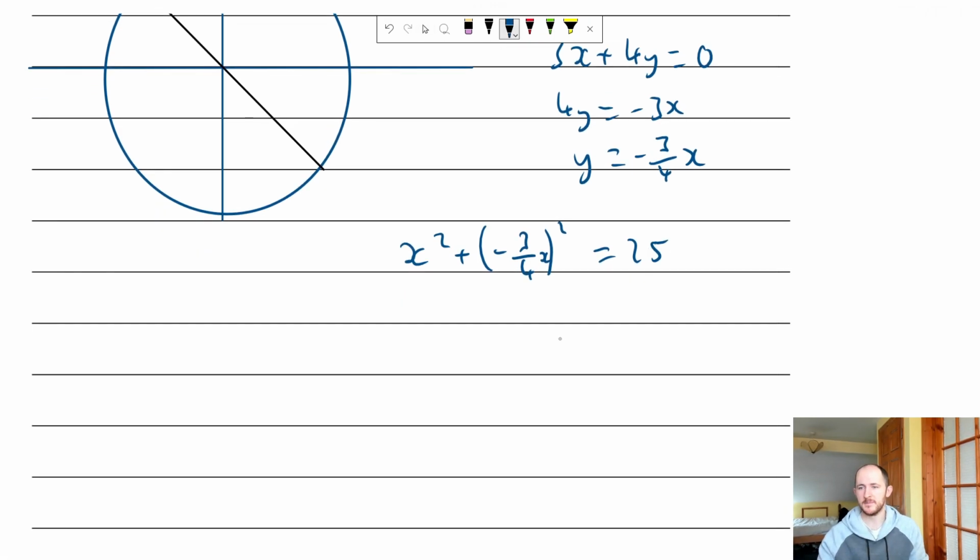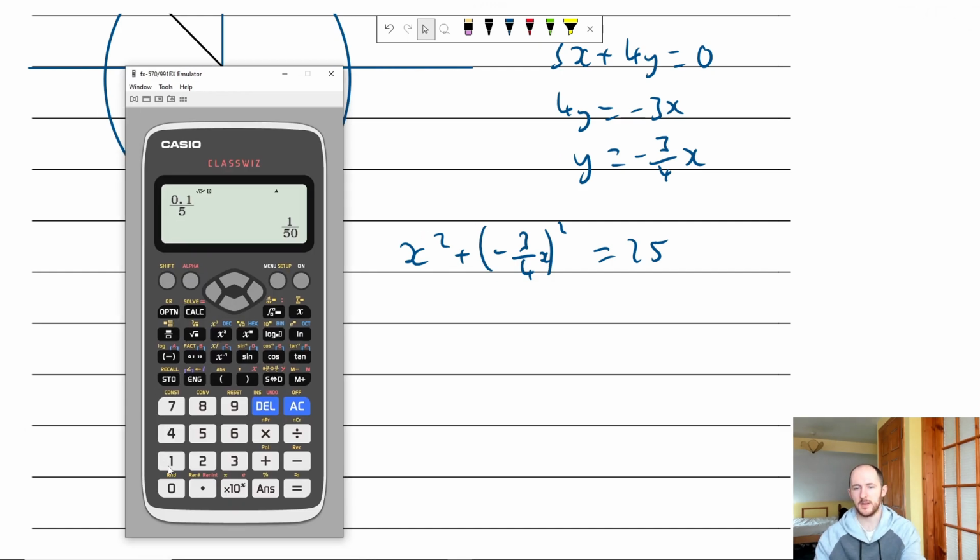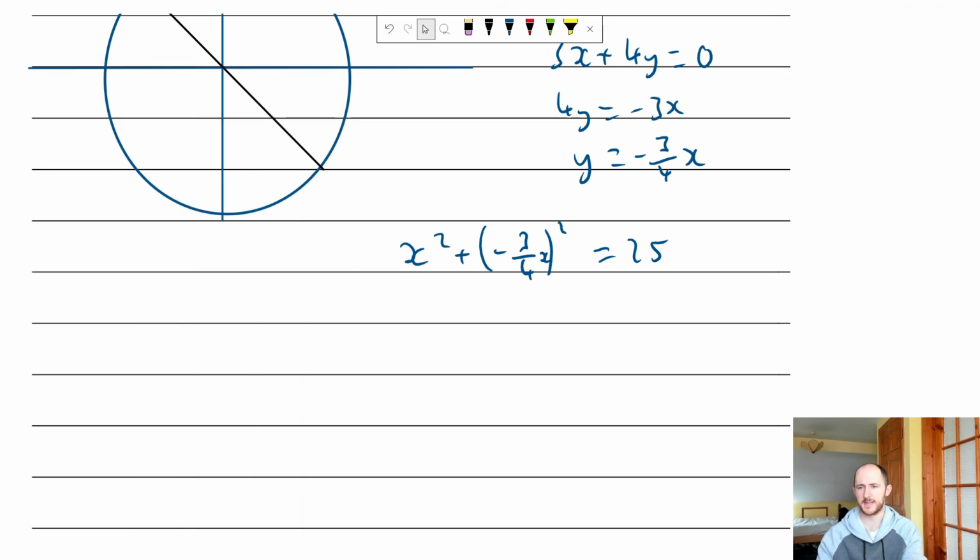Let's expand that. In fact, I'm going to be super lazy and just use a calculator. So we have 1 plus minus 3 over 4 squared. That's how many x squareds we have. So 25 over 16 x squared equals 25. I can cancel the 25 from both sides, make them both 1s, which means x squared equals 16, which means x is equal to plus minus 4.